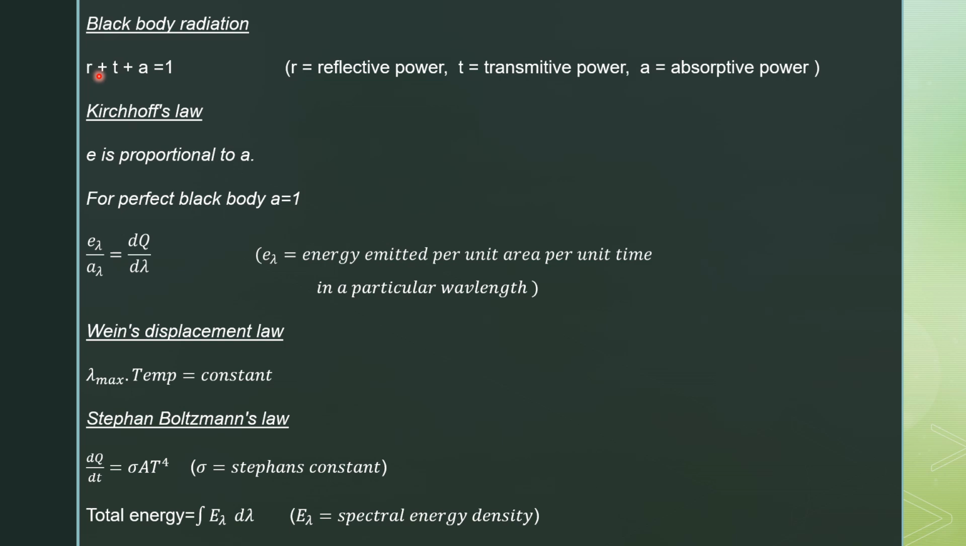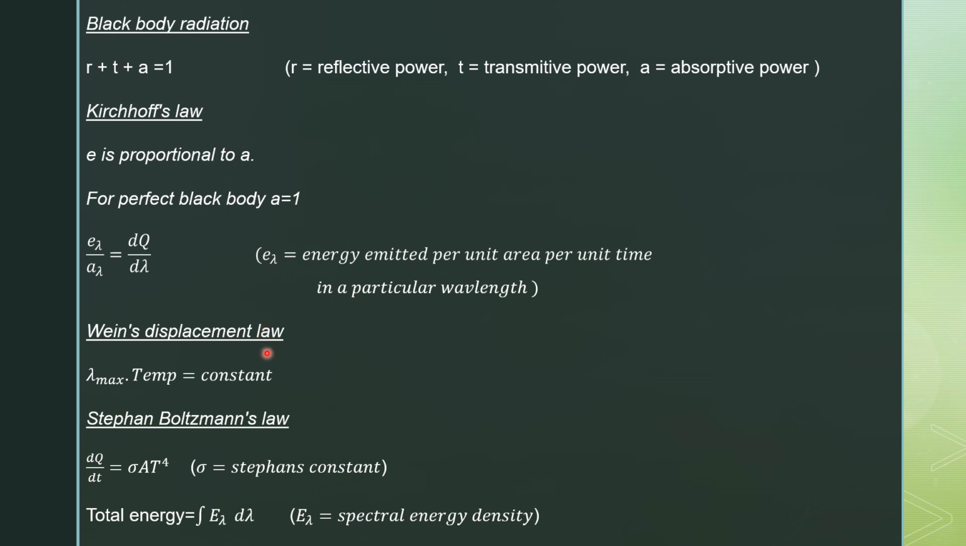So let's begin. R plus T plus A is equal to 1. Here R is the reflective power, T is the transmittive power, and A is the absorptive power. So let's come to Kirchhoff's law, that is E is proportional to A. For a perfect black body, A is equal to 1, that is, it perfectly absorbs the radiation. And also E lambda by A lambda is equal to dQ by d lambda. And here E lambda is the energy emitted per unit area per unit time in a particular wavelength.